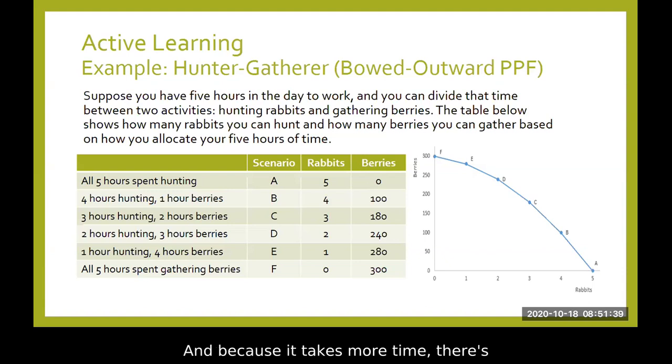And because it takes more time, there's a higher opportunity cost. So that's what these increasing slopes are reflecting. So a higher slope in absolute value means that there is a greater opportunity cost. And it's due to that additional time that it takes in order to complete the activity.